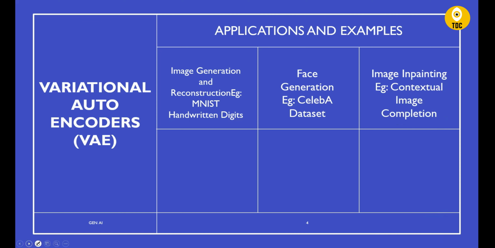And next we have image inpainting. This is contextual image completion, where VAE can be used for image inpainting, which involves filling in missing parts of an image. The model can generate content that fits seamlessly with the existing part of the image, right? So wherever it is missing.